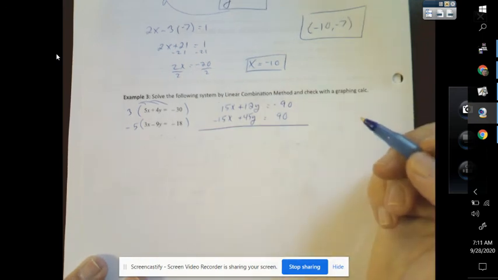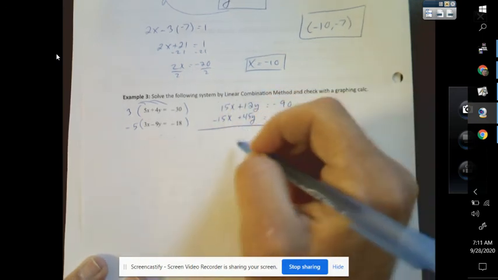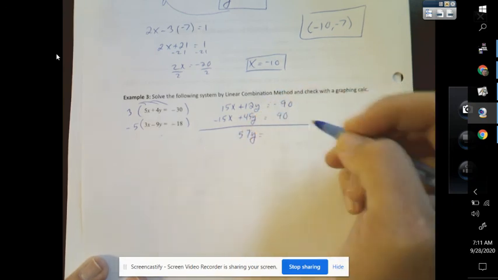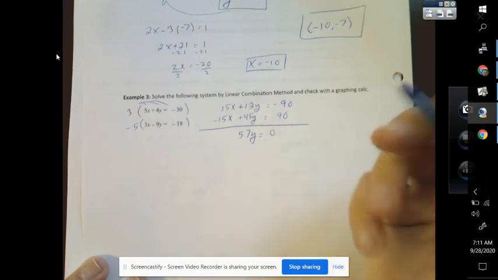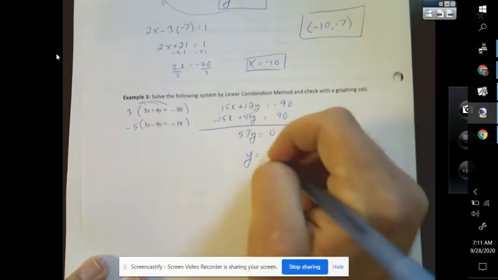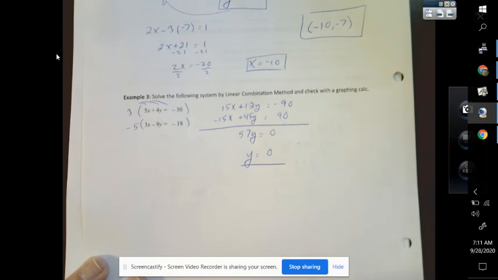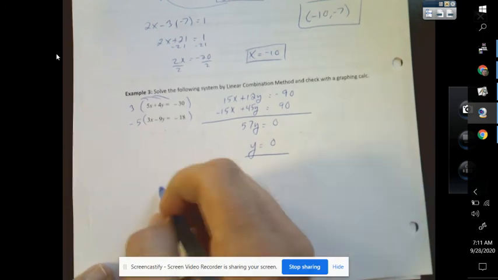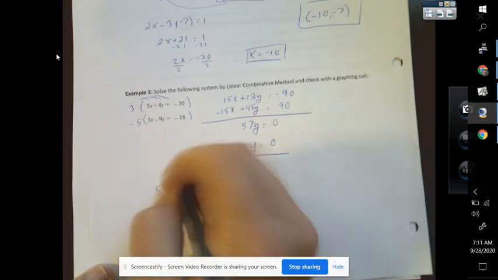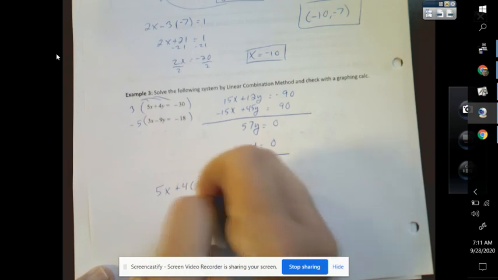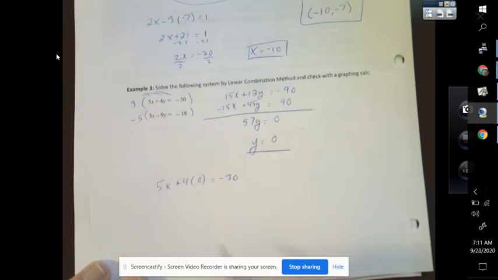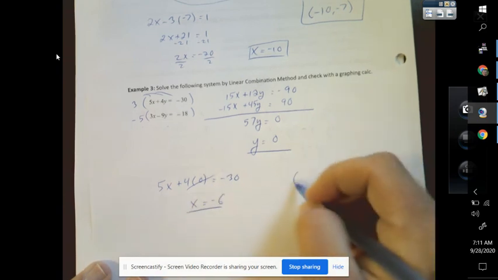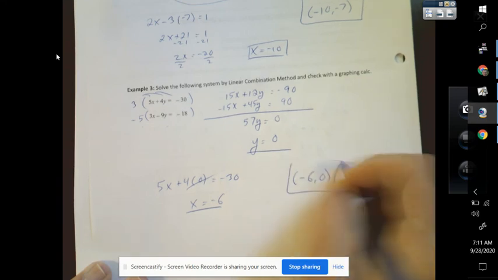If I add these now, the x terms are going to cancel out. 12y plus 45y is 57y. Negative 90 plus 90 is 0. Divided by 57, y is 0. Take your pick, top equation or bottom equation. I'm going to go top equation. Plus 4, plug a 0 in for y. That cancels out. Divide by 5. x equals negative 6. So negative 6, comma, 0.